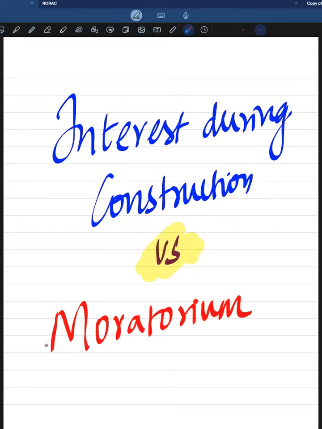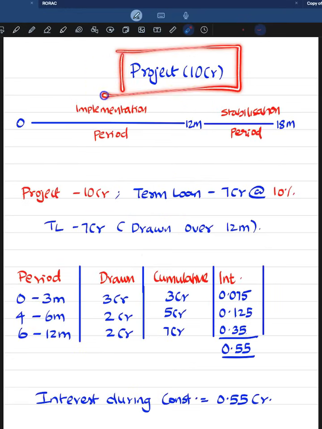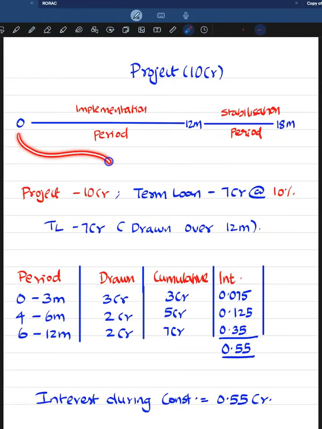Let's say they have taken a term loan for putting up a project, and let's give life to the project. Let's say the project is going to cost 10 crore. And if the project is going to take 12 months as the implementation period, that is 0 to 12 months, and after that another 6 months for stabilization, it means only from the 18th month onwards this project will actually make some positive cash flows.